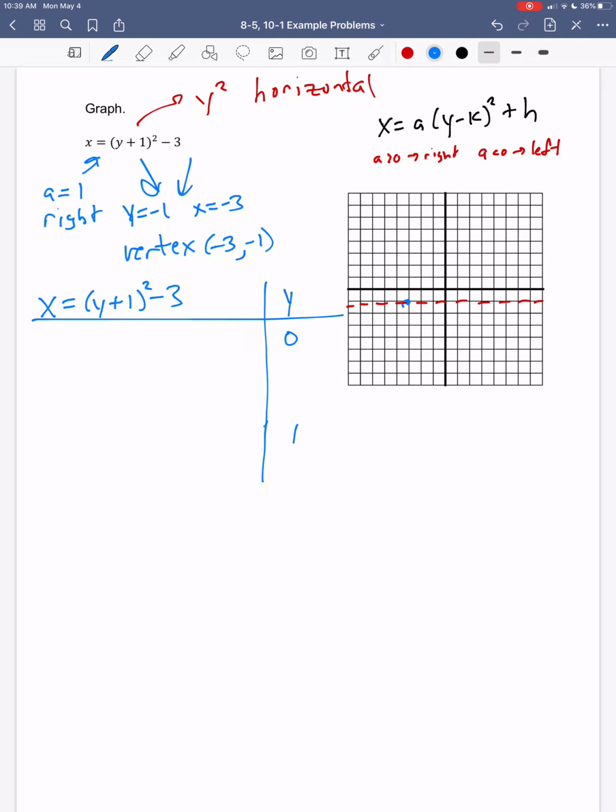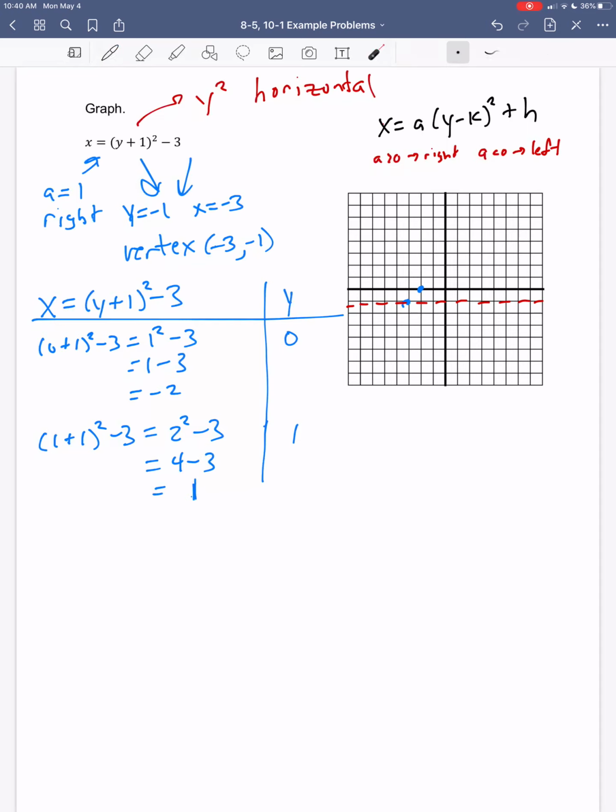So then I plug those in over here, and when I plug in 0, I get (0 + 1)² - 3. That will be 1² - 3, which will be 1 - 3, or -2. So this has an x coordinate of -2 and a y coordinate of 0. And then when I plug in 1, I get (1 + 1)² - 3. That will be 2² - 3, which will be 4 - 3, which will be 1. So I've got an x coordinate of 1 and a y coordinate of 1.